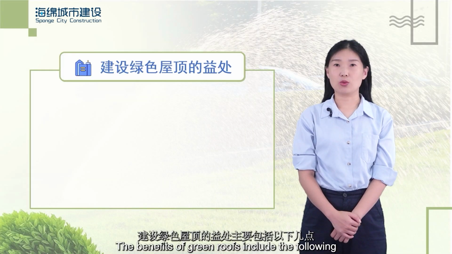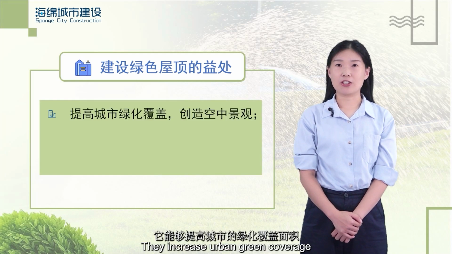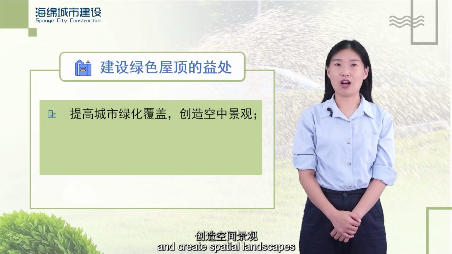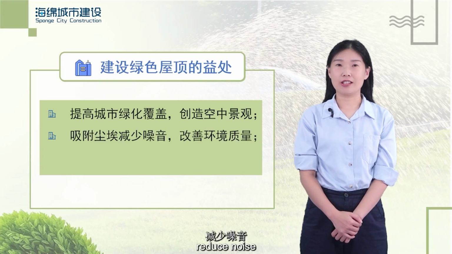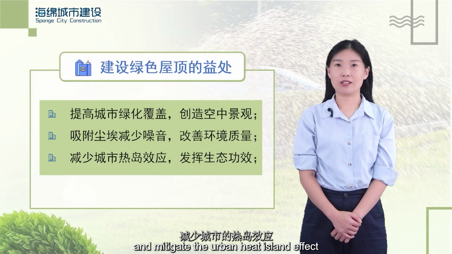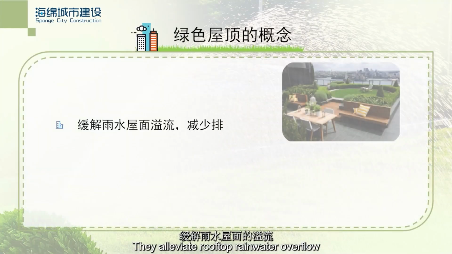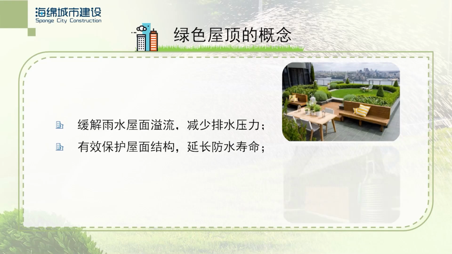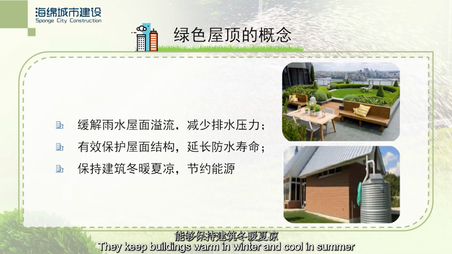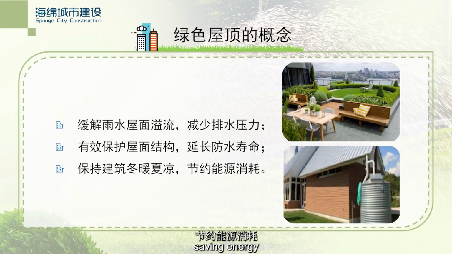The benefits of green roofs include the following. They increase urban green coverage and create spatial landscapes. They absorb dust, reduce noise, and mitigate the urban heat island effect. They alleviate rooftop rainwater overflow and reduce drainage pressure. They keep buildings warm in winter and cool in summer, saving energy.